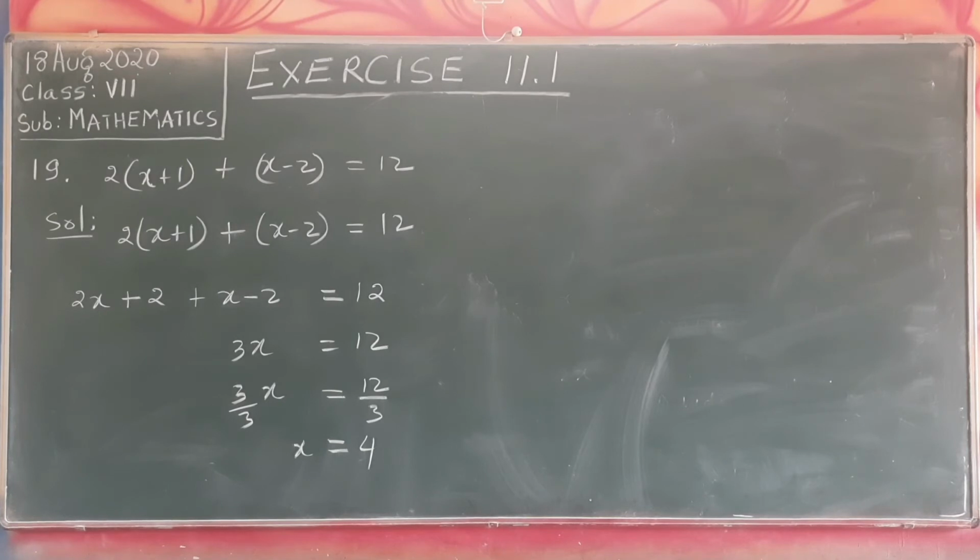So on simplifying we get 3x is equal to 12, and this 3 we have to remove from the left hand side. In order to remove 3 we have to divide by 3 on both the sides. So can you see in the second last step, 3 on both the sides. In order to remove the left hand side 3 we have to do this. Finally we get the value of x as 4.